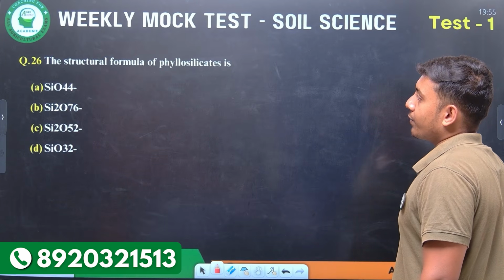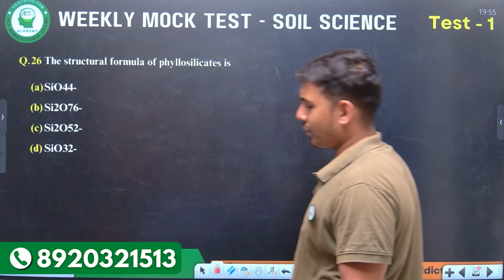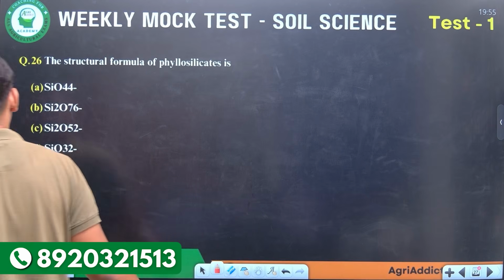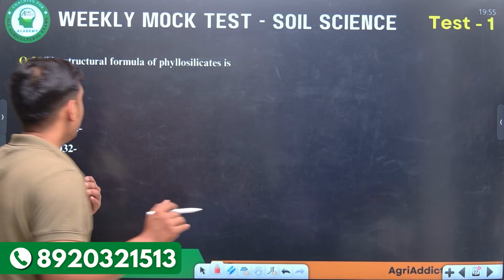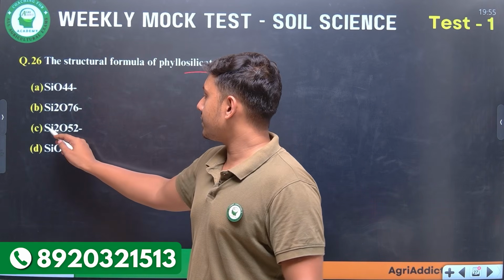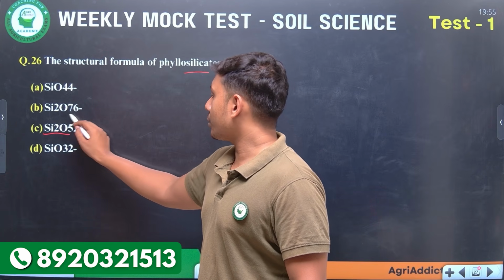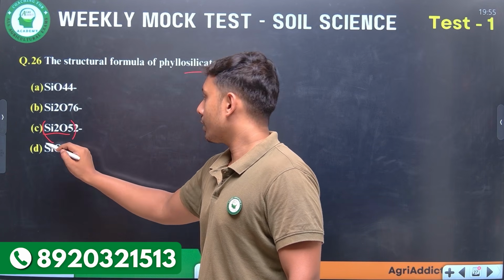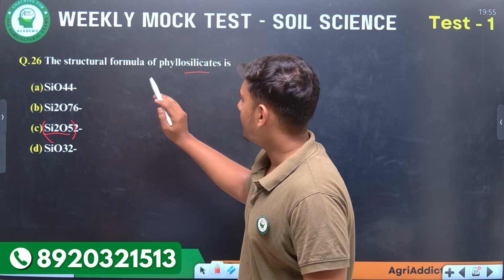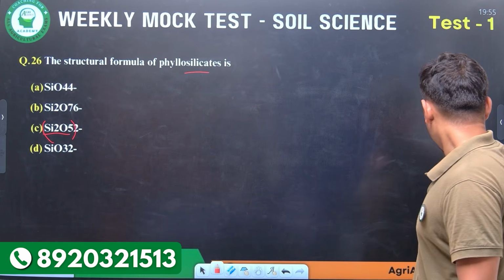Now the structural formula, this you have to just remember. All the structural formulas you have to remember. For the phyllosilicate, it is actually Si2O5, whole 2 minus. Okay, Si2O5 whole 2 minus. So this will be the answer. This is the direct question.